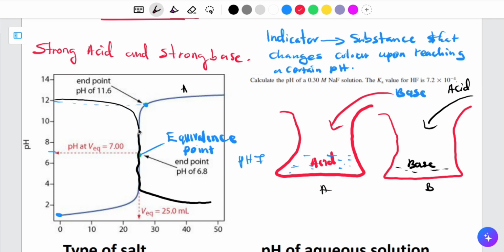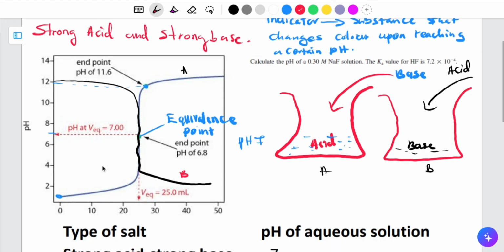So for this one, it is the reaction of a strong acid and a strong base, but where the base is inside the conical flask and then you are adding an acid. And you need to know that the equivalence point of the pH here is 7. Then in terms of the volume, it is approximately 25 mL. So in terms of liters, you just need to say 25 divided by 1000.